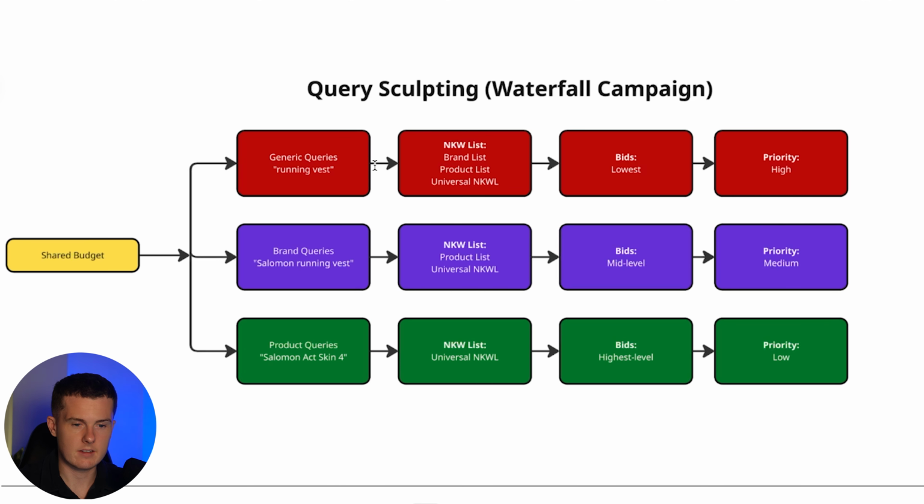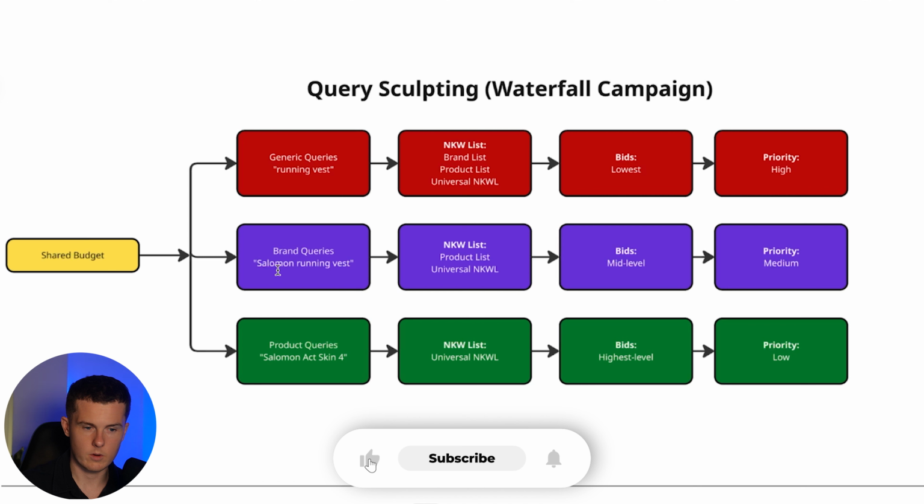So what we do basically is we set up this waterfall campaign using query sculpting, using a series of negative keyword lists, and it allows us to bid most aggressively using manual bidding for product queries, like Salomon Act Skin 4, a mid-level bid for branded queries. So this is product queries, this is branded queries, and then our lowest level bid for generic queries.